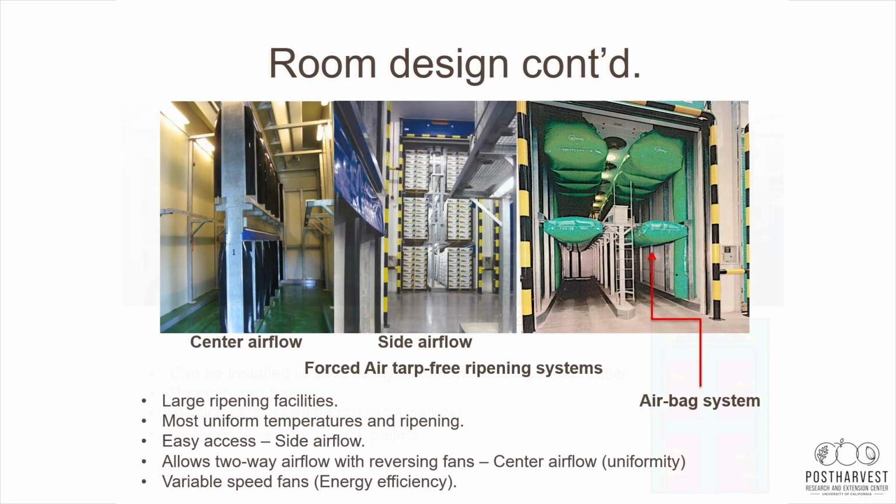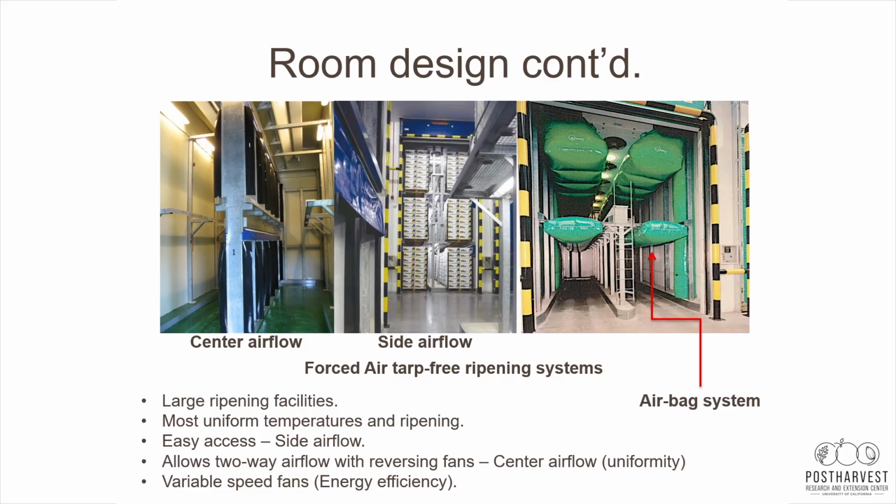Here's some that are slightly more advanced, where we have large forced air tarp-free ripening systems. So as you could see in this picture here, to force the air through the produce, we install a tarp, and basically the air can't go anywhere else except through the produce. But there's also designs where we do not need to use tarps, and this is typically for larger facilities, heavily used in many banana ripening facilities. It's the most uniform in temperature and ripening conditions, much more advanced.